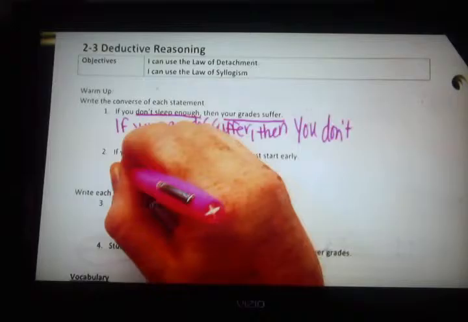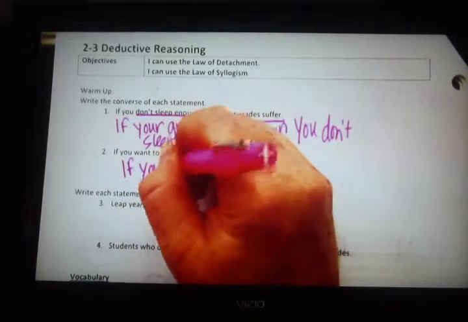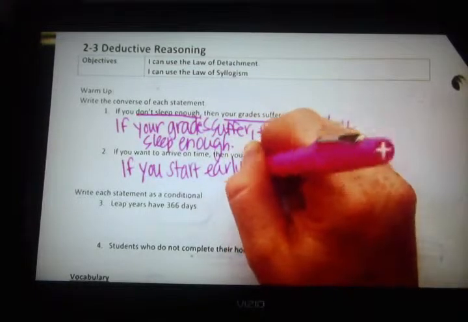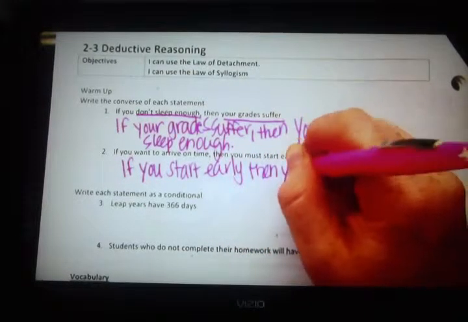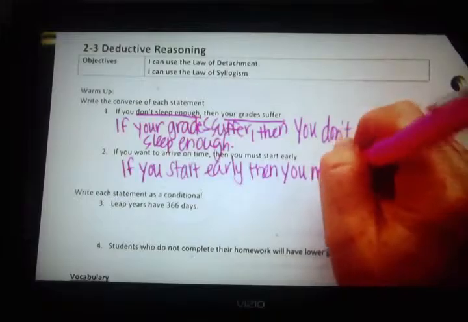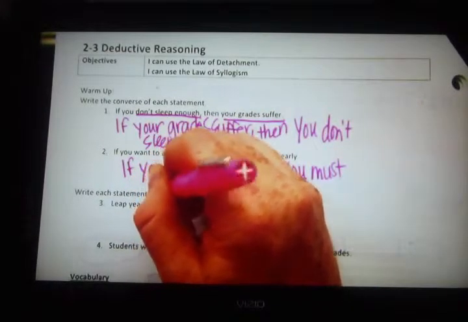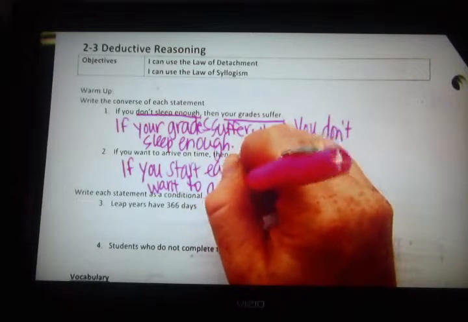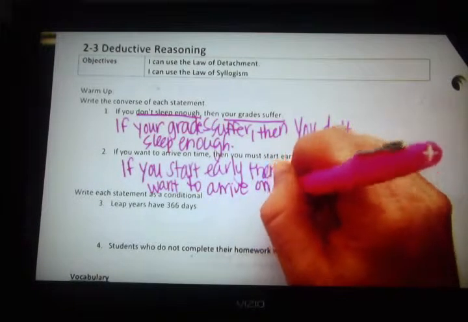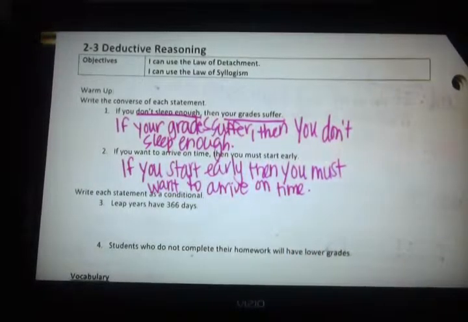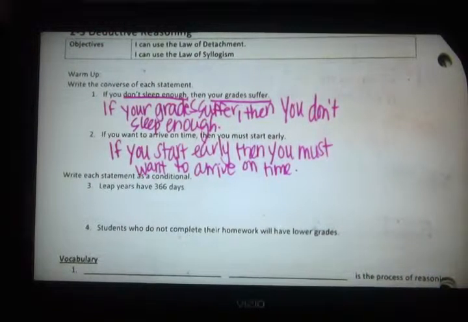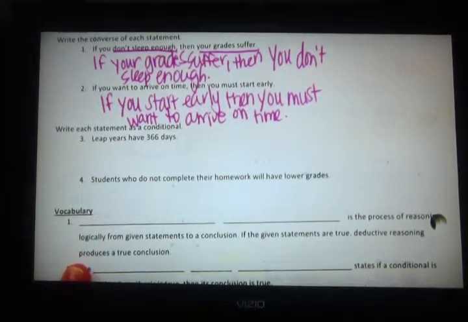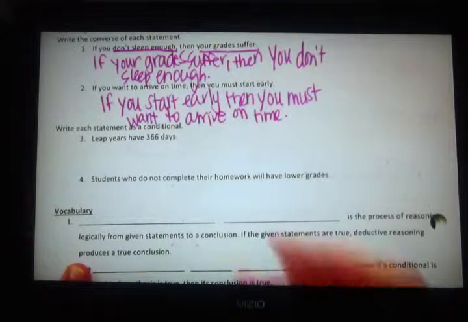Okay, so, or if you start early, then you must want to arrive on time. Okay, just scribbling that down. Okay, conditional, you have to put an if and a then in your statement.